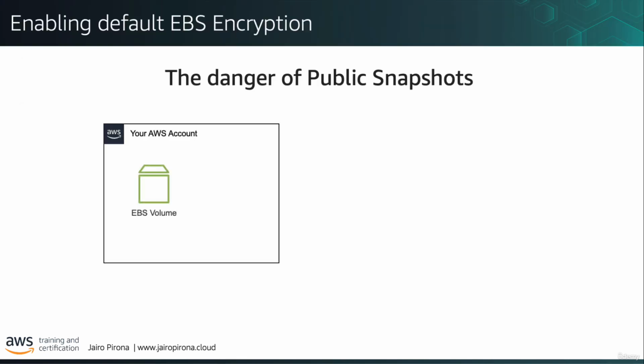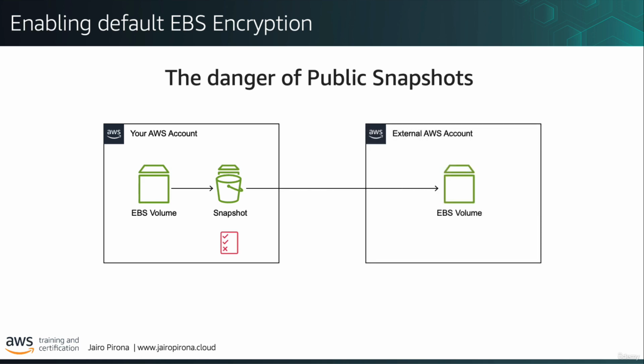Suppose you have sensitive data on an EBS volume. An administrator of your account takes a snapshot of that volume and inadvertently makes it public. If that volume is not encrypted, any third party with an AWS account can create a volume from that public snapshot and access the data.